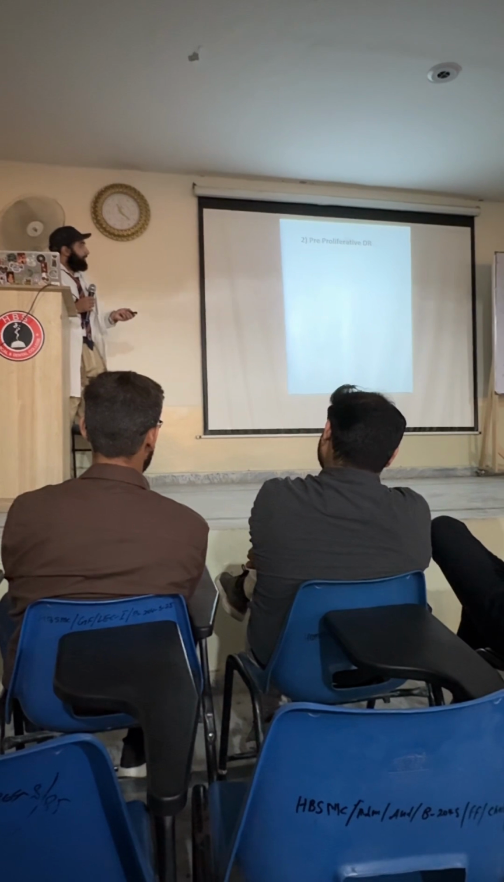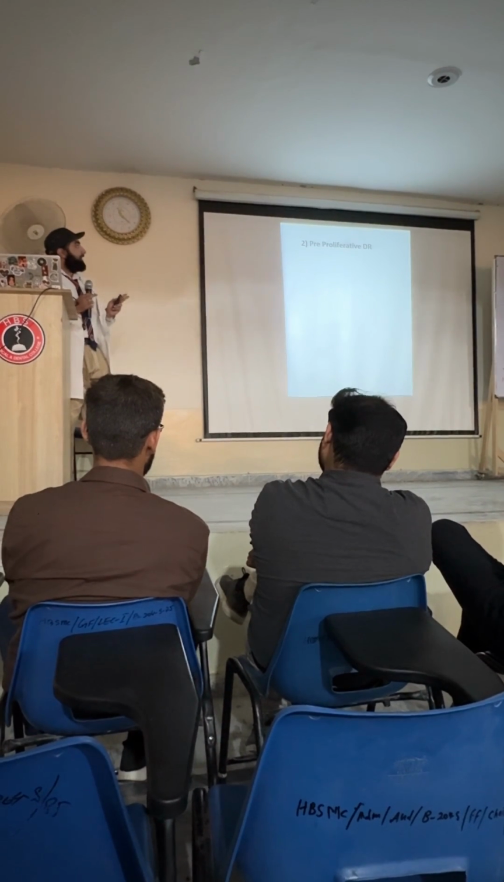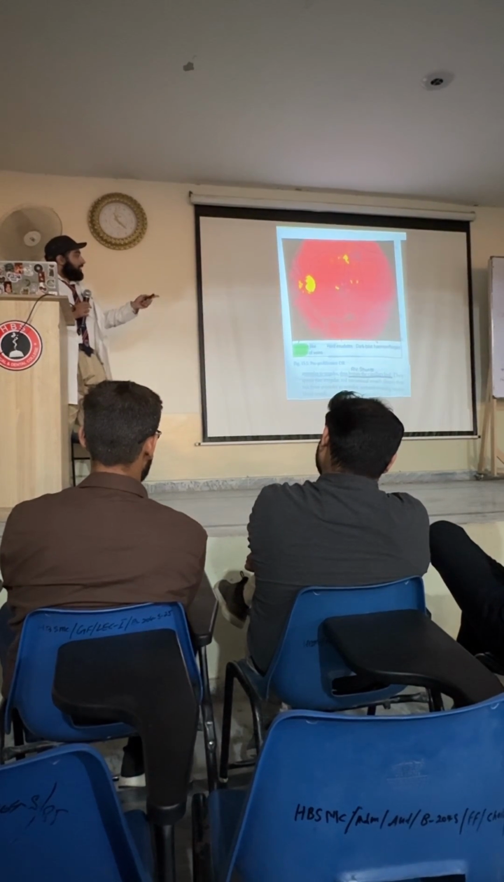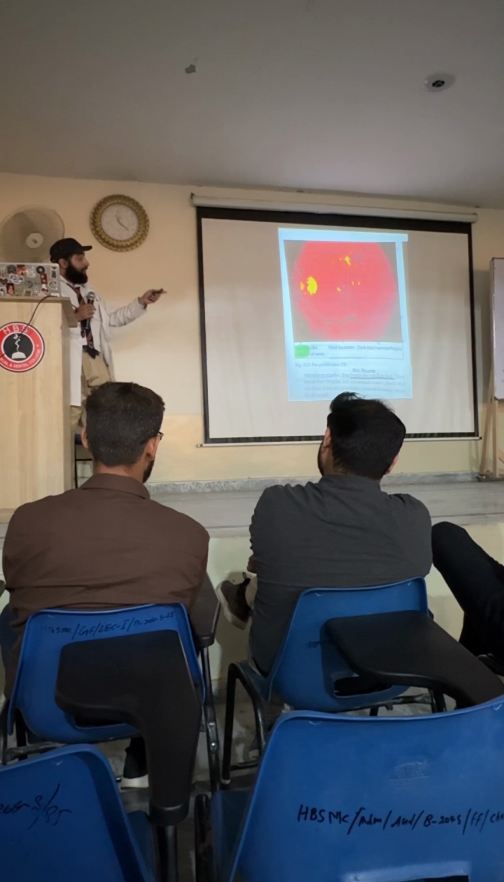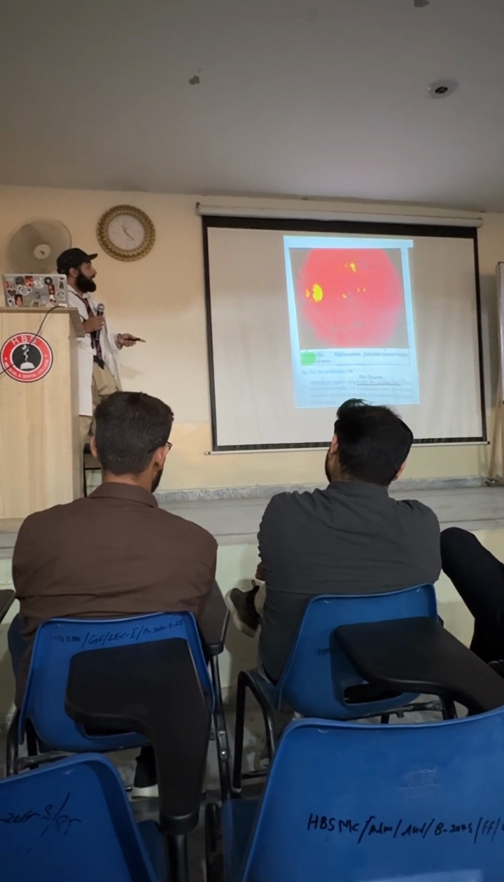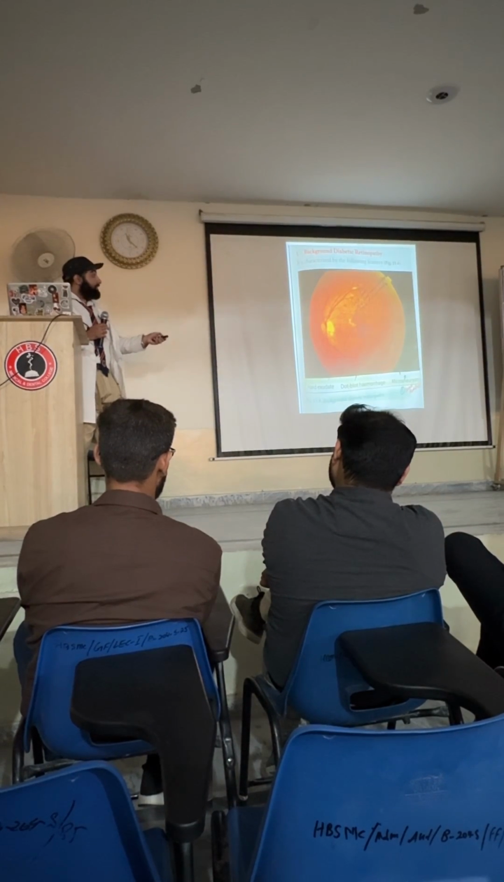Second is pre-proliferative diabetic retinopathy. The point to be noted is that the proliferation of the vessels has not begun yet. Again from the same book, hard exudates. And the point to be noted is that blot hemorrhages are seen in this category of diabetic retinopathy, not dot hemorrhages.